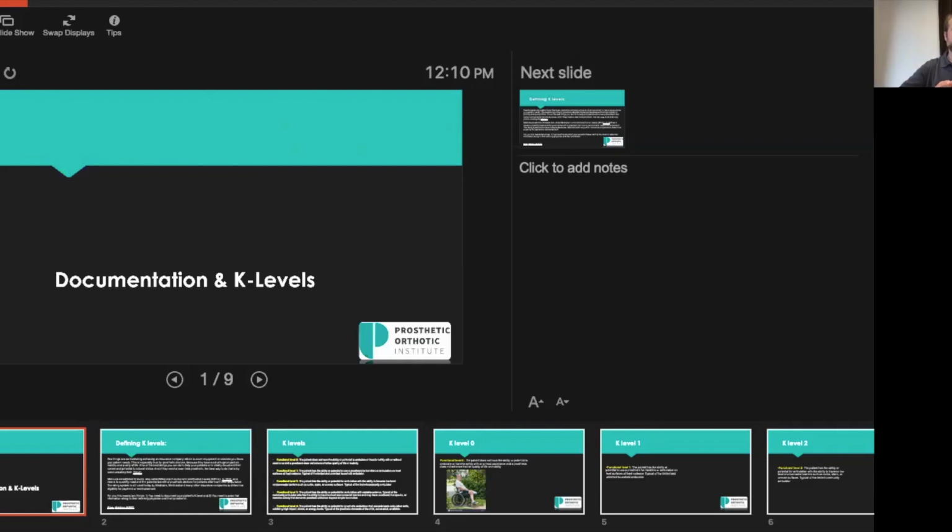Yeah, so it goes from level 0 to level 5. Is that correct?